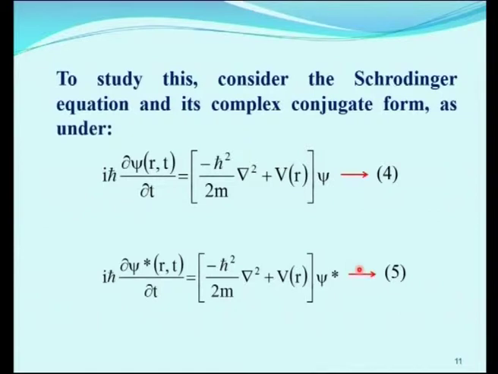To study this, consider the Schrodinger wave equation and its complex conjugate form as under: i h cross dou psi of r comma t by dou t is equal to minus h cross squared by 2 m del squared plus v of r into psi, that is equation 4. Now, we just take a complex conjugate of this equation 4. So, this psi becomes psi star. So, minus i h cross dou psi star of r comma t by dou t is equal to minus h cross squared by 2 m del squared plus v of r into psi star. So, this is equation 5.